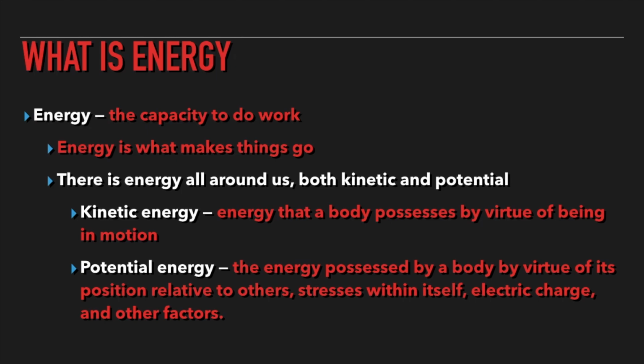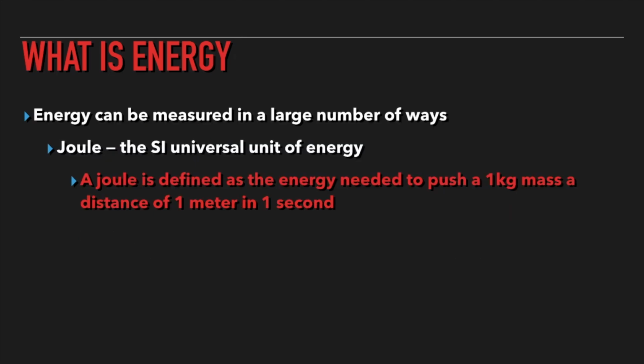So there's energy all around us. It comes in both kinetic and potential. Kinetic energy is the type of energy that a body possesses by virtue of it being in motion, whereas potential energy is the energy possessed by a body by virtue of its position relative to others, stresses within itself, electric charge, or some other factors. Now we are going to focus on kinetic energy here, not potential energy. And we use, of course, like I said before, the joule.